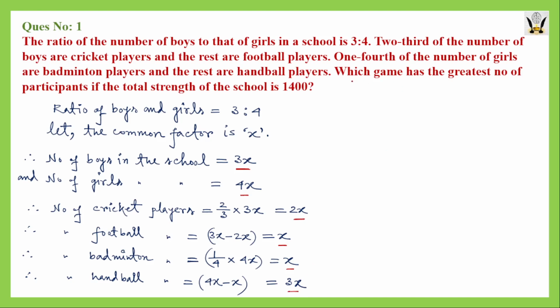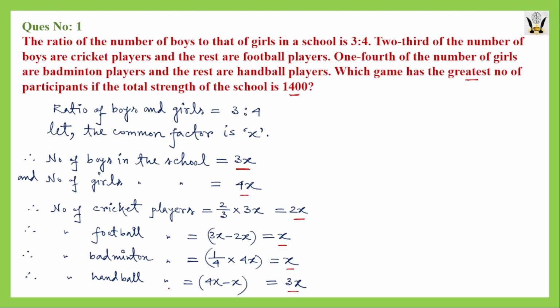Now the next condition which is given is that the total strength of that school is 1400, and from the given information we need to find which game has the greatest number of players. So from here we can also say that 2x, x, and this is 3x. If we compare these four values, then we can easily say that the highest value is 3x. And what is that? That is the handball players, who are actually girls. So that is the greatest number of participants in a particular game.